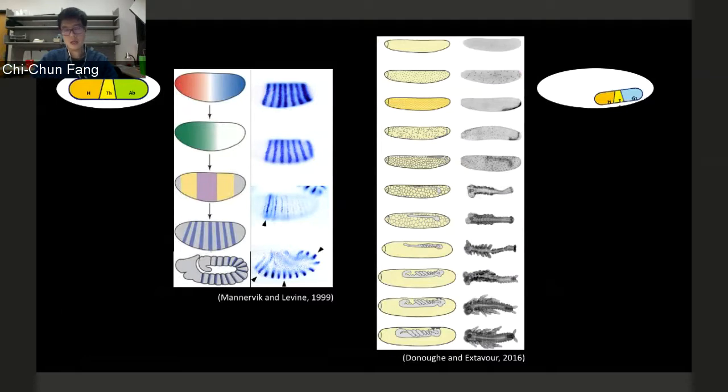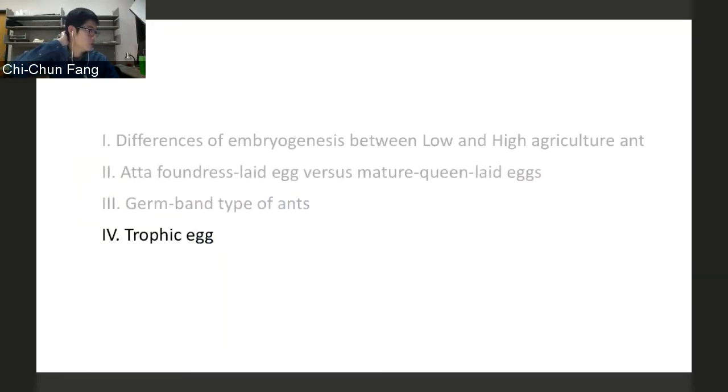So we think at this moment, based on our DAPI staining morphological data of the development table and 2 conserved gene expression data, the ants' embryogenesis is more like a mixture of long germ band and short germ band. And the next part will be the trophic egg.